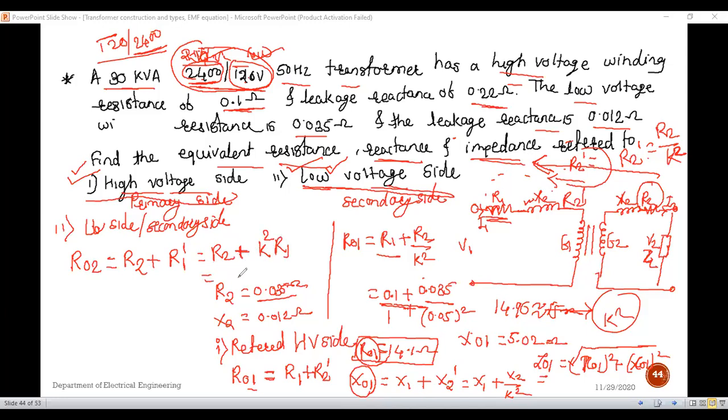R1 into K square, right? Yes, sir. Okay, so put this value. The value of R2 is 0.035, plus the square of K, which is 0.05, into R1. The value of R1 is 0.1. From that you will get R02. Be fast. Similarly calculate X02, and similarly calculate Z02. Z02 is nothing but the impedance referred to secondary side.